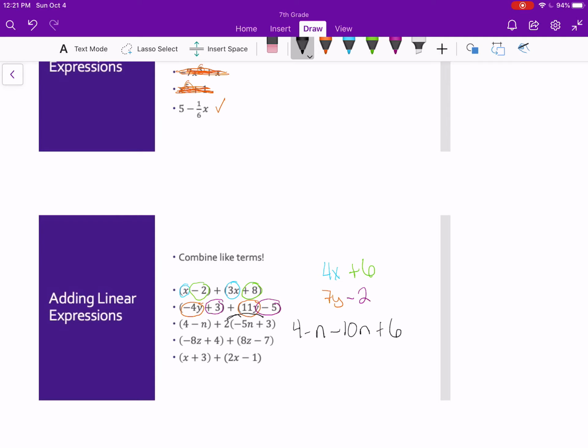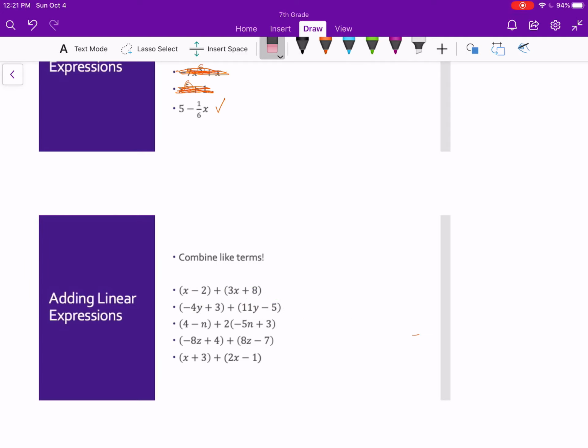Now we can go ahead and find our like terms. I have 4, goes with positive 6, and I have negative n going with negative 10n. So for our answer, I'm going to put the n's first, just because that's something I personally like to do. Negative n minus 10n is negative 11n, and then 4 plus 6 is 10. Alright, next one.